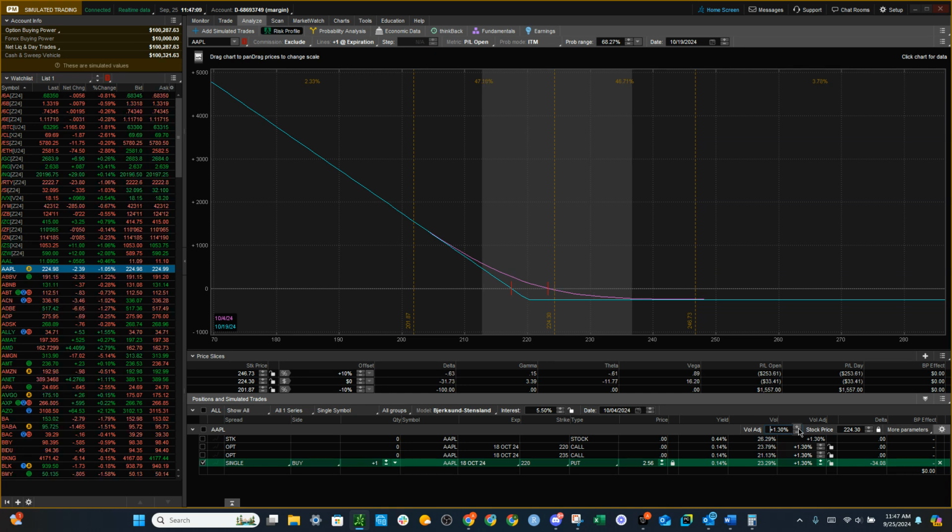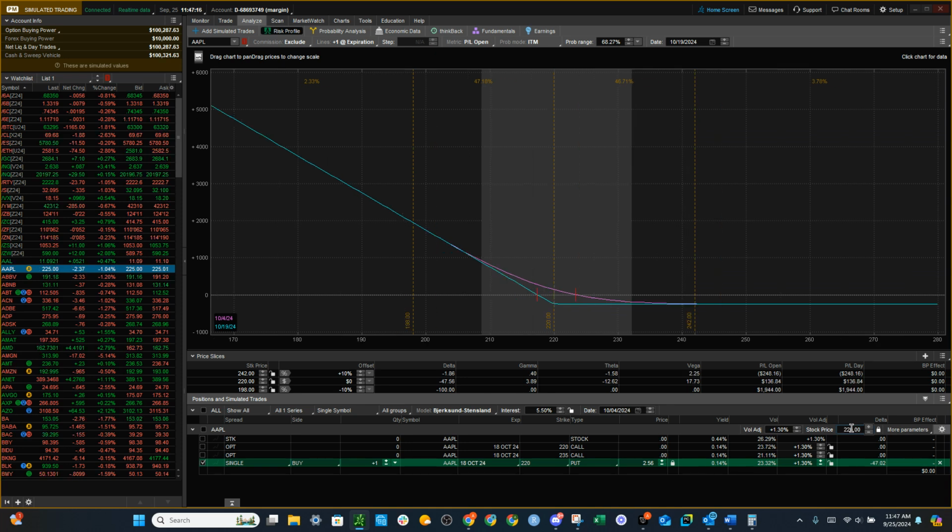The volatility jumps, meaning the stock is down. So stock is down by, let's say, from here it goes down to 220. Then what your P&L will be, you will be at $136. That's how you look at your theoretical P&L.